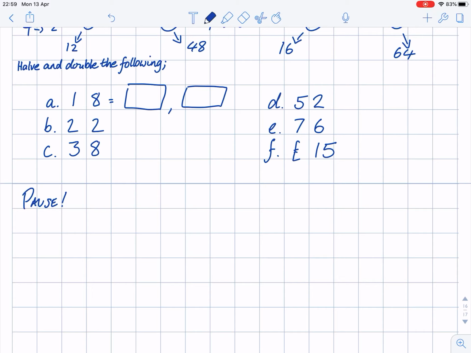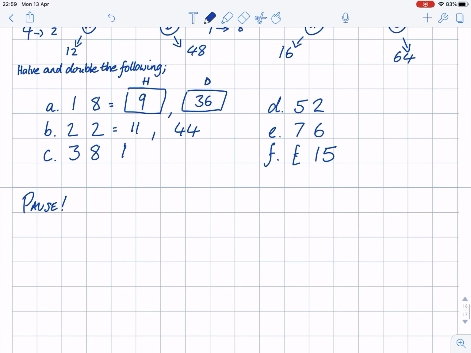Okay, great. So when we go through the answers, I'll give you the half of the number first, okay, and then when you double the answer, it'll be the second number. So half of 18 was 9, double 18 was 36. Half of 22 is 11. And double it, you get 44. Half of 38 is 19. Doubling it, you got 76.